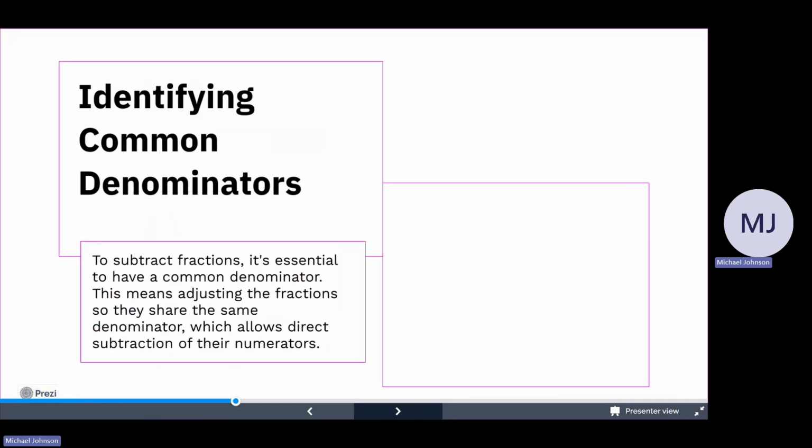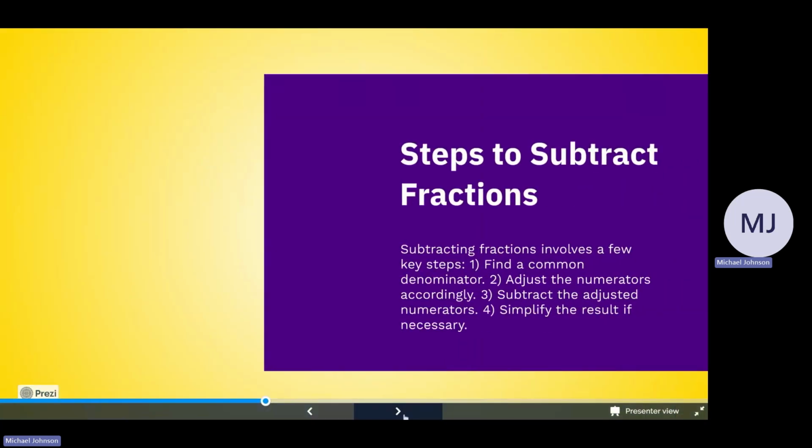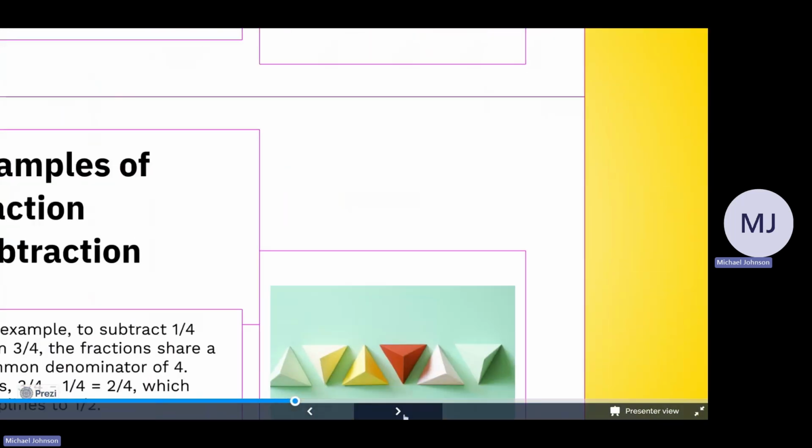To subtract fractions, it's essential to have a common denominator. This means adjusting the fractions so they share the same denominator, which allows direct subtraction of the numerators. Subtracting fractions involves a few key steps. 1, find a common denominator. 2, adjust the numerators accordingly. 3, subtract the adjusted numerators. 4, simplify the result if necessary.